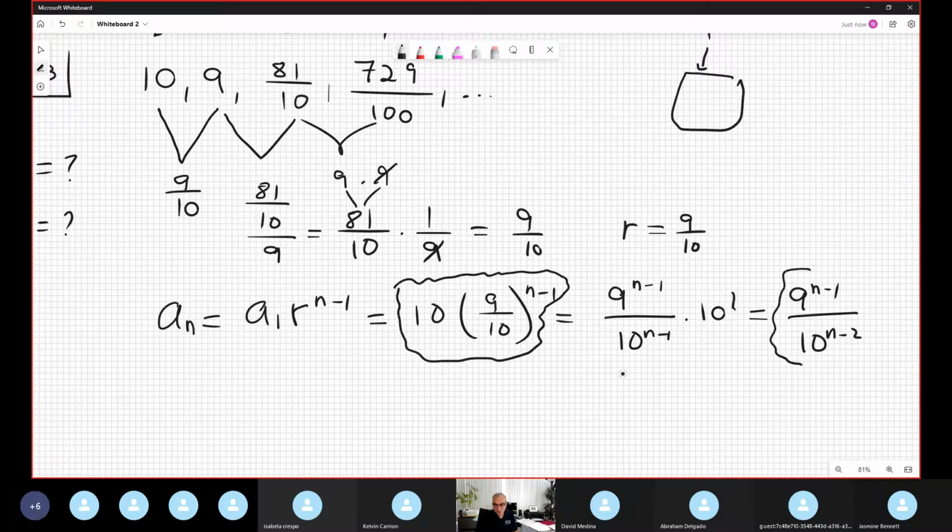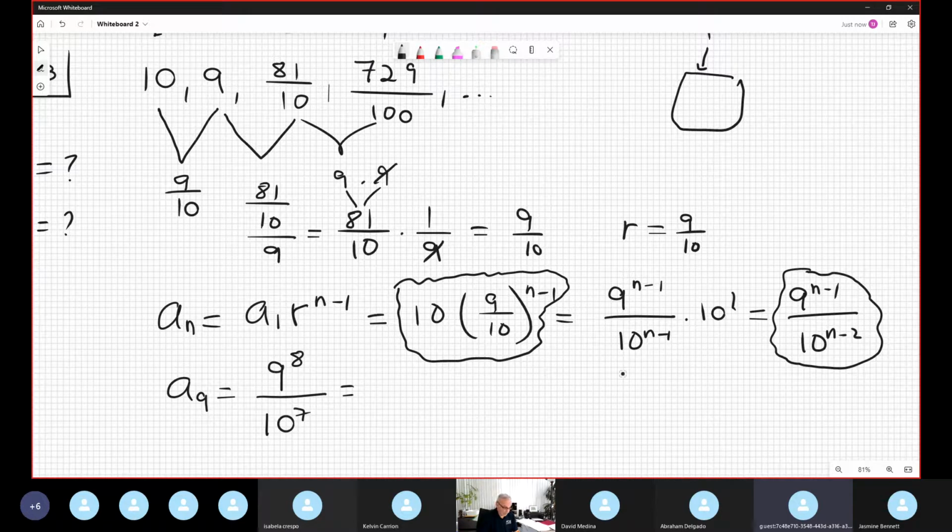Actually, I don't like this too much. Okay, suppose you want to find, for example, the position 9. The only thing that you should do is plug it in. 9 raised to the 8 power, because 9 minus 1 is 8, and 10 to the 7 power, 9 minus 2. Okay, I just put it in my calculator, and the calculator gives me that number, 43046721 divided by 1 followed by 7 zeros.